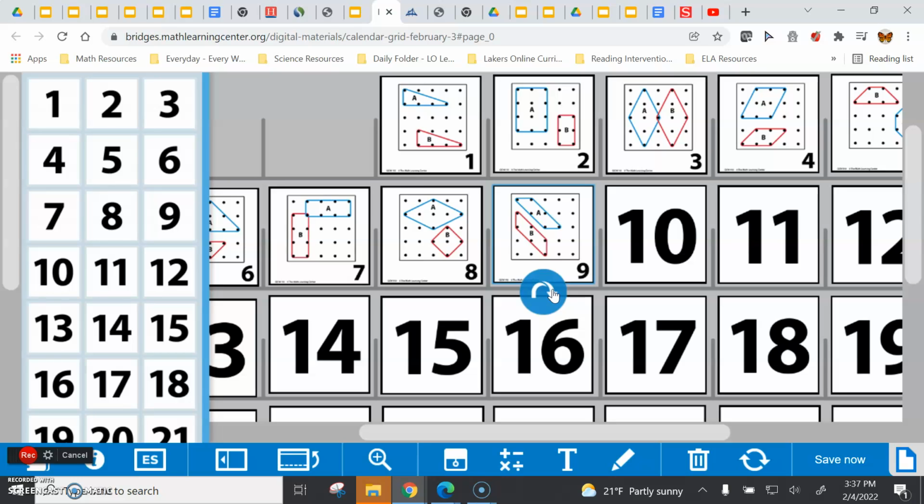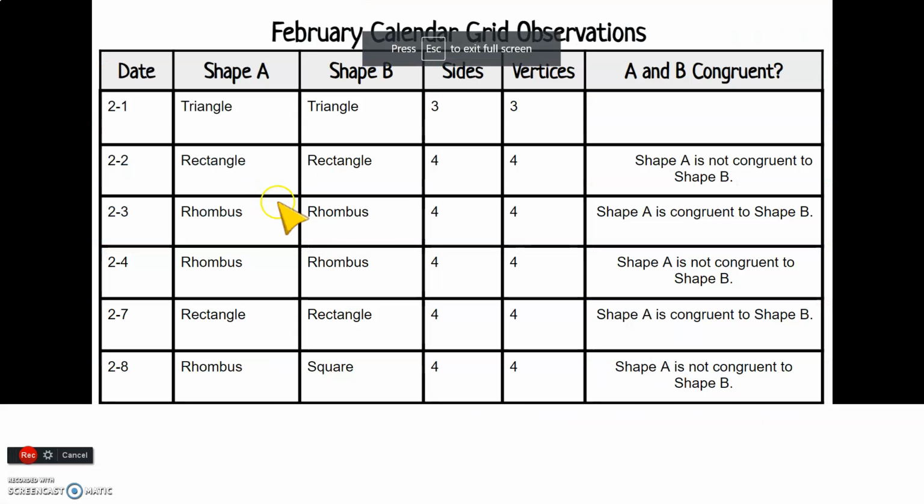Whoa! Okay. We have two rectangles. So it's the same shape. Are they the same size? One way to check is we have 3 dots here, and we also have 3 dots here on shape A. So it looks like they're the same shape and the same size. Are they congruent, All-Stars? Yes, they are congruent. We have the same shape and we have the same size.